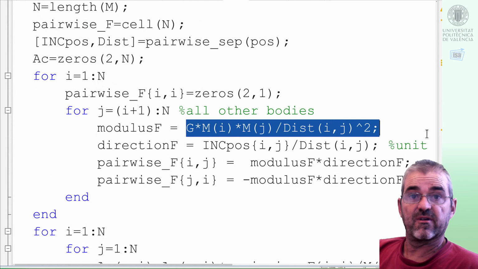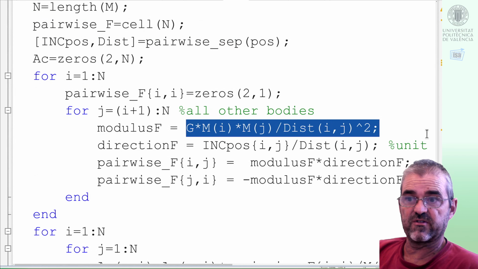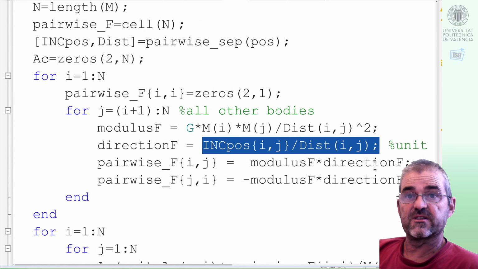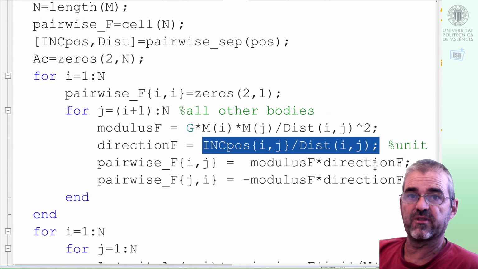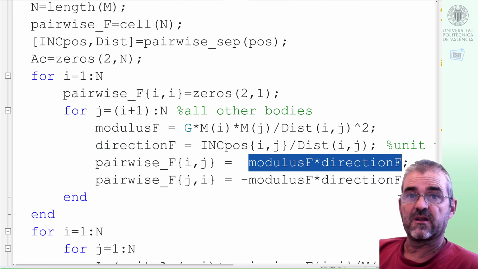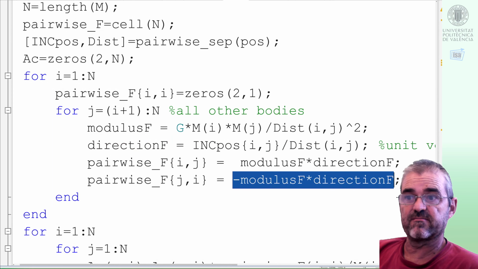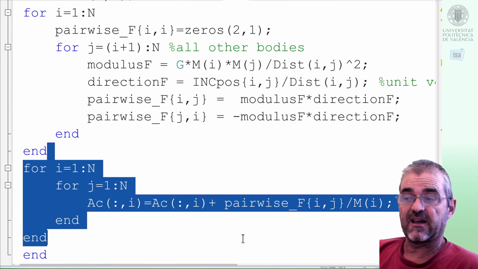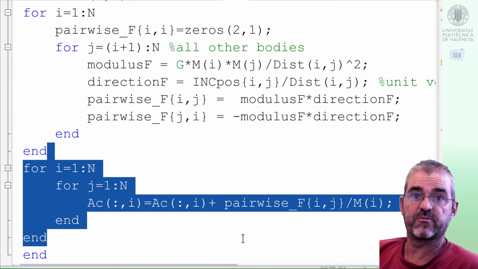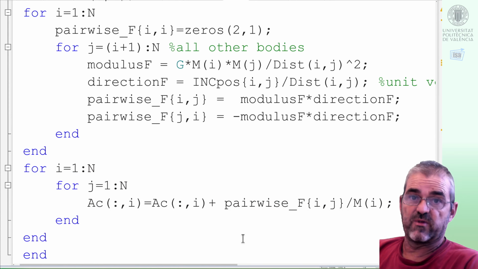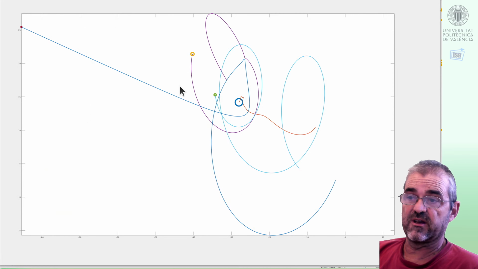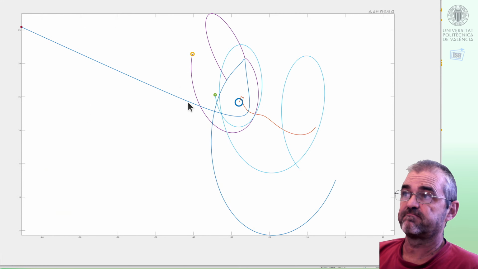I computed the gravity force with Newton's formula. This was the unit vector in the direction from body I to body J, and this was the attraction force in one body. This was the attraction force in the opposite body, and this loop accumulated all the attraction forces and divided by mass to obtain the acceleration. So with that code, we could simulate these kind of movements.